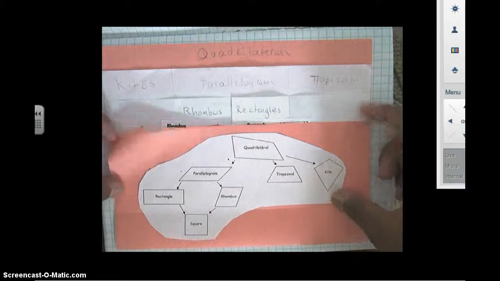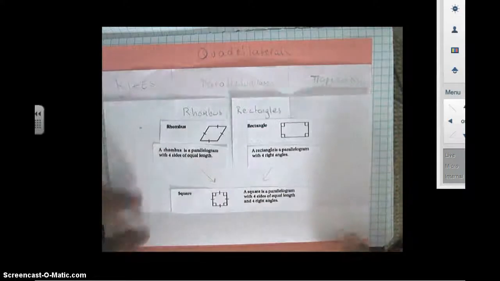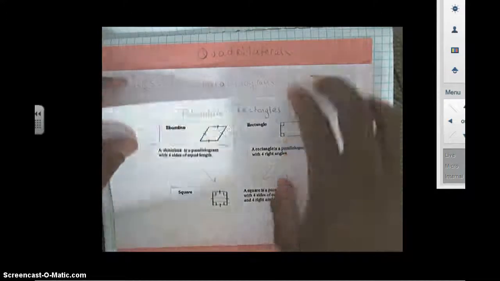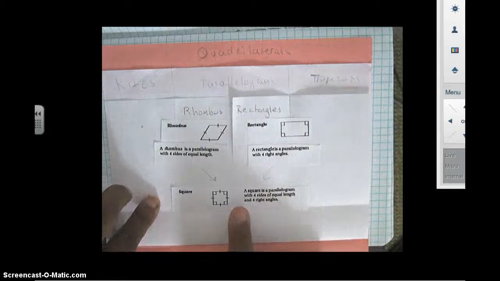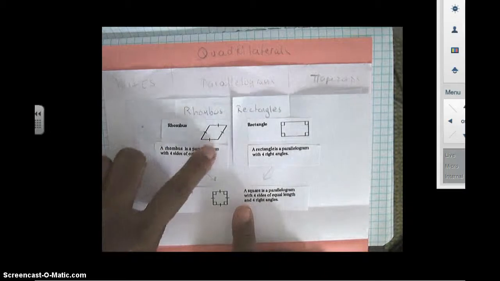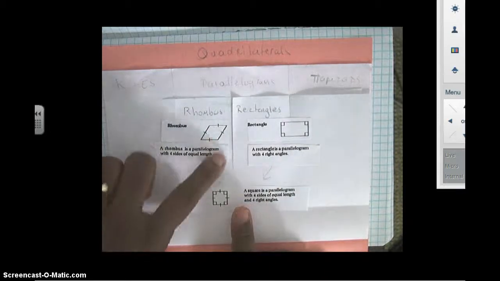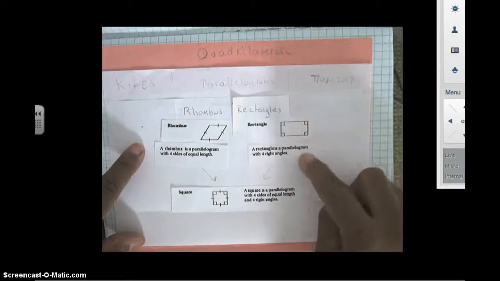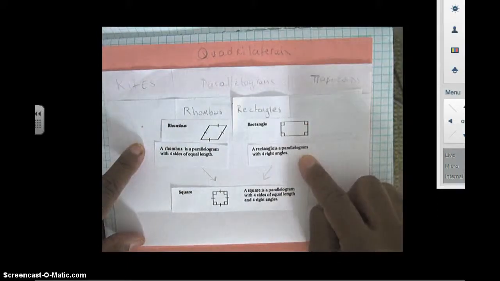So behind the very first cover, you should have something that looks like this, that shows a rhombus and a rectangle. These are two separate tabs that fall underneath the parallelogram. You should have the rhombus with the picture as well as the definition, and this was a strip, so now it's cut in half so it actually fits underneath this tab. Likewise, you have rectangle and then the definition of a rectangle.